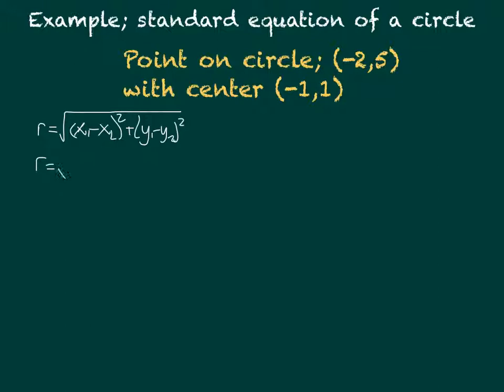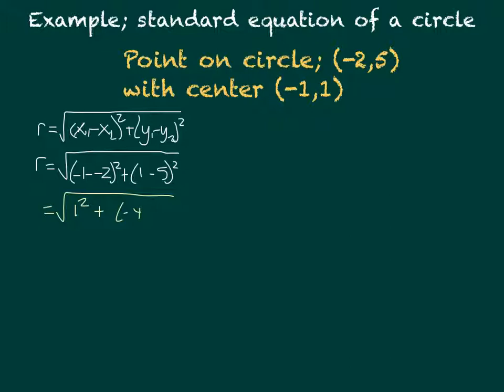So my radius is going to equal the square root of (-1 minus -2) squared plus (1 minus 5) squared. Alright, so now when I solve this, I would have the square root of (1 minus a -2), so that would be 1 squared, plus (1 minus 5), which is -4 squared, so that would be the square root of 1 plus 16. So r is equal to the square root of 17.